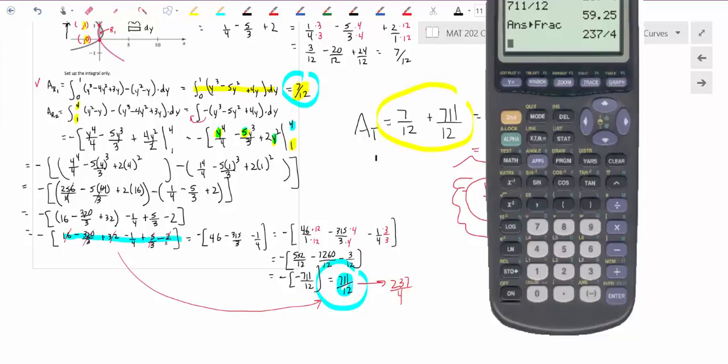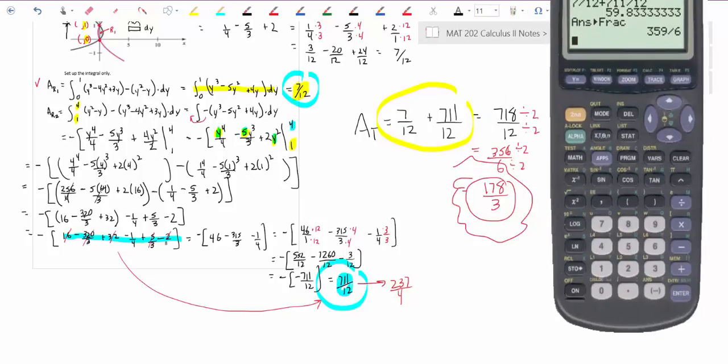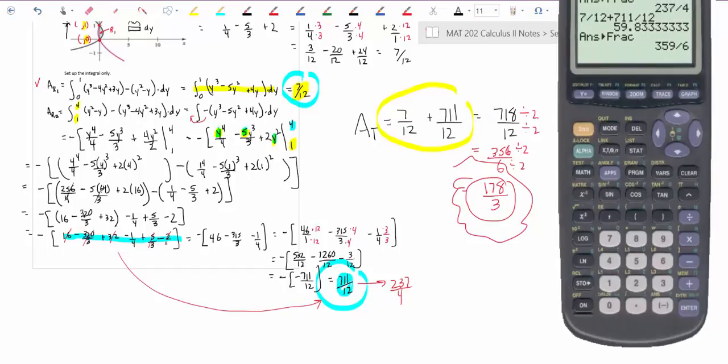I mean, if you just go 7/12 plus 711 over 12, this gives a decimal answer. Then you can go math fraction, and it gives 359 over 6. Okay, like that. So I may have made a mistake on that. Looks like I got everything calculated there okay. So 7/12 plus 711 over 12 reduces down to 359 over 6.